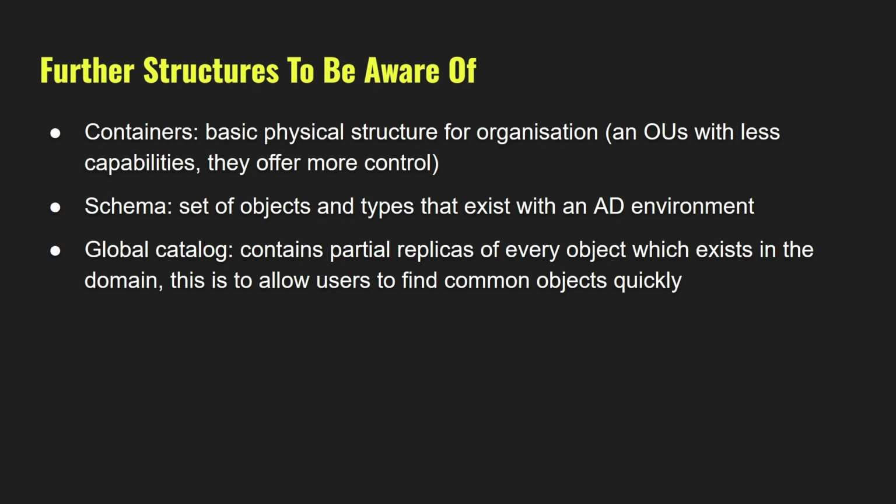And finally, the global catalog. It contains partial replicas of every object that exists in the domain. And this basically allows users to find common objects quickly. It reduces search times massively by storing partial properties or commonly searched properties, maybe not the distinguished name of the object, just things that people are going to type to find things. And then Active Directory can look here, and if it exists, which it generally will, it really reduces search times.